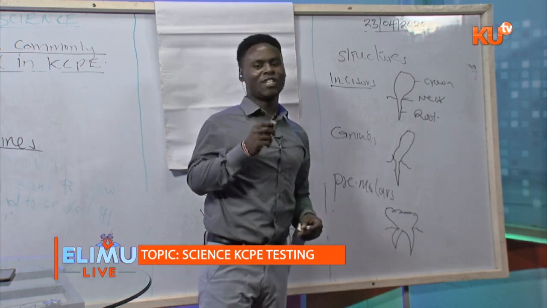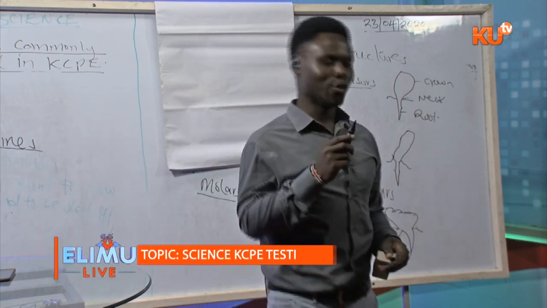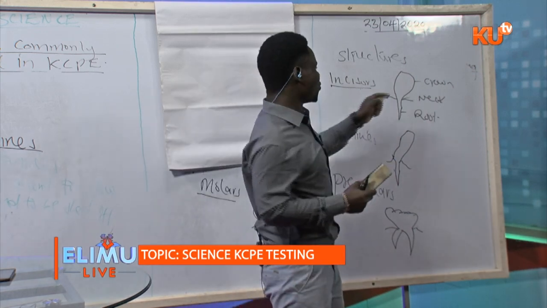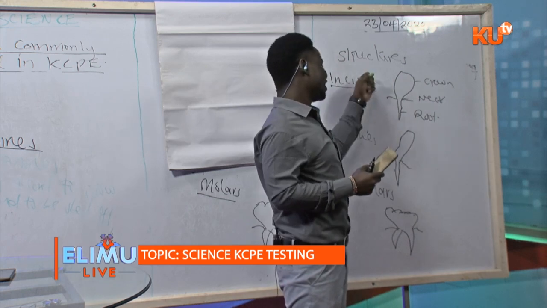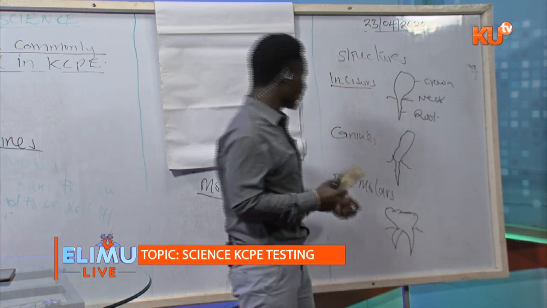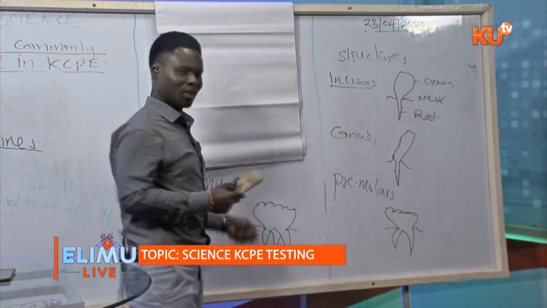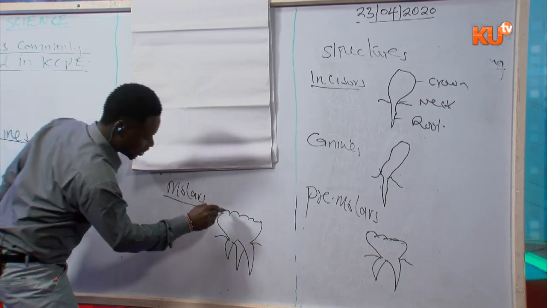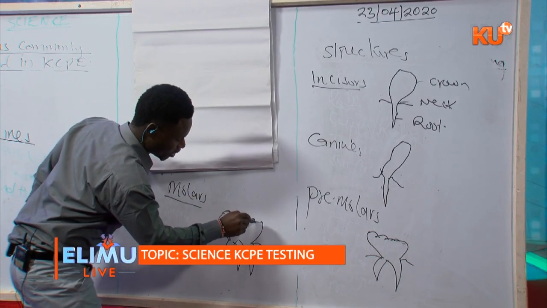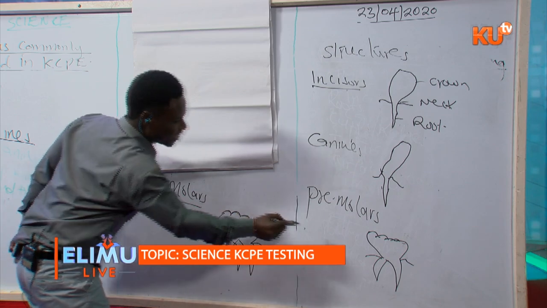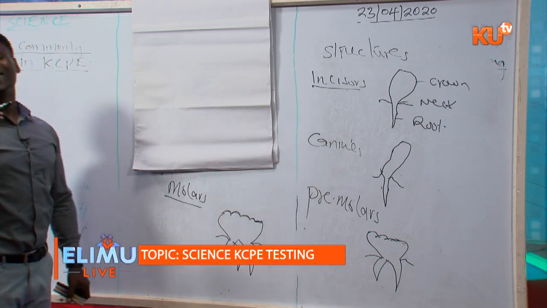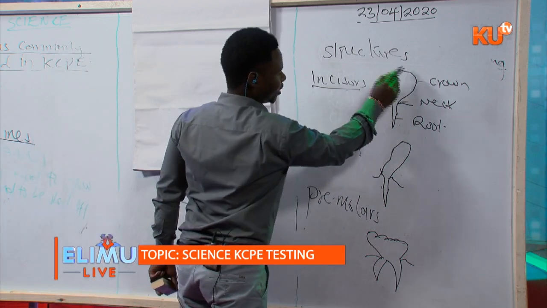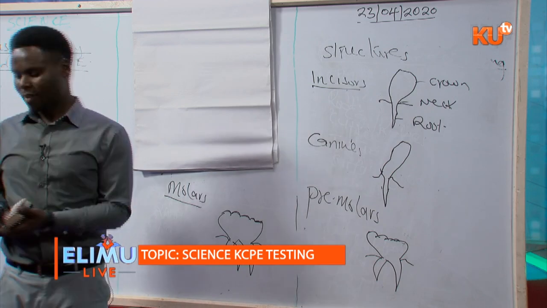And if you try to run your tongue on your teeth, you'll find out that it feels smooth when it runs on incisors and canines. But when it runs on premolars and molars, they feel rough. So the cusps and ridges you are talking about are these ones here. It is because of these ridges that these two types of teeth are rough. Incisors and canines don't have those ridges on their surface.